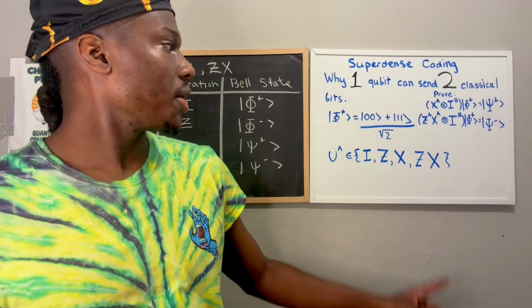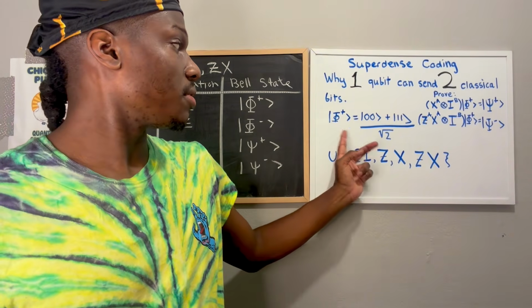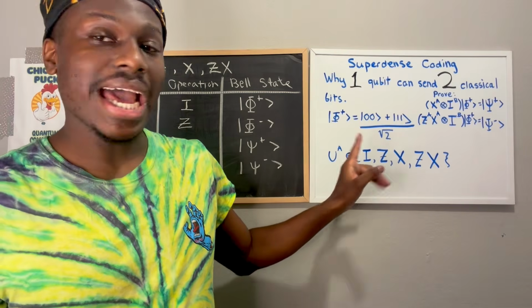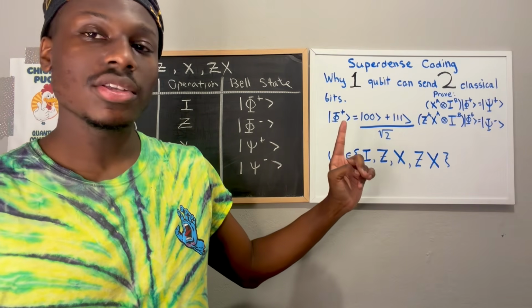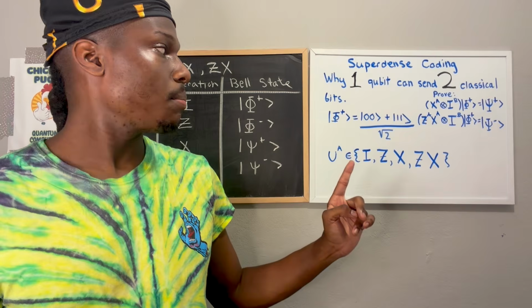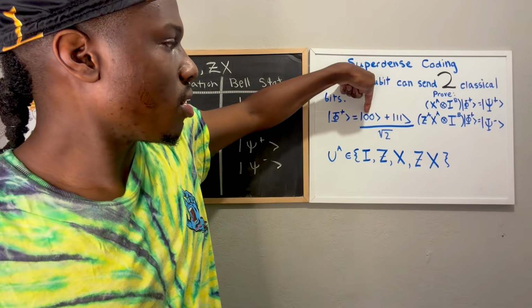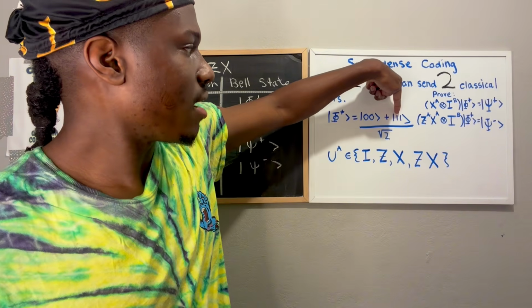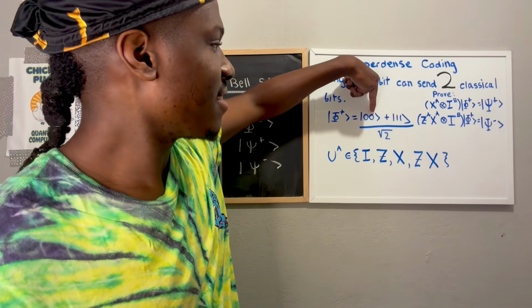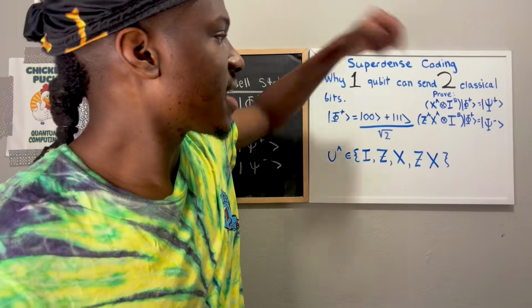Alice and Bob are initially going to share the phi plus state. But what's happening here is we have Alice sharing the first qubit and Bob sharing the second qubit. Alice would have this ket 0, Alice would have this ket 1, Bob would have this ket 0, and then Bob would have this ket 1.